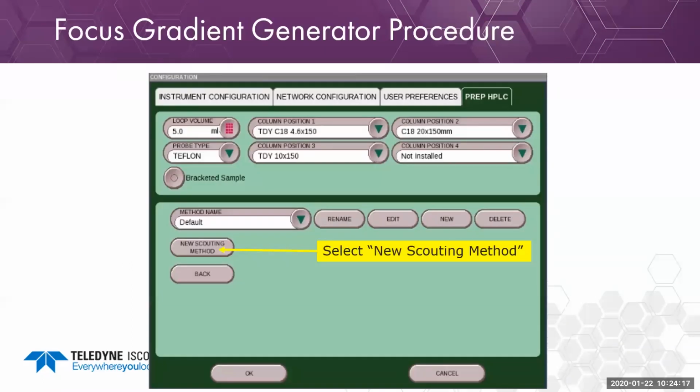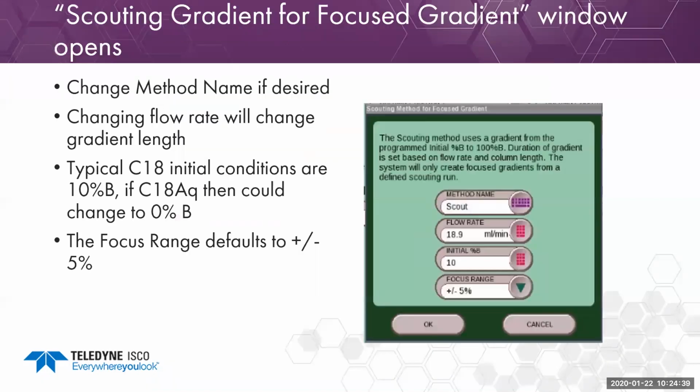So the focus gradient generator procedure is a quick walkthrough to illustrate how it occurs. Essentially, when you install a column on the AccuPrep, you need to create the scouting method, and we do this in our configuration screen under the Prep HPLC tab. You select your column, hit Define Methods, and then choose New Scouting Method. When that comes up, we can enter some variables unique to our scouting method.